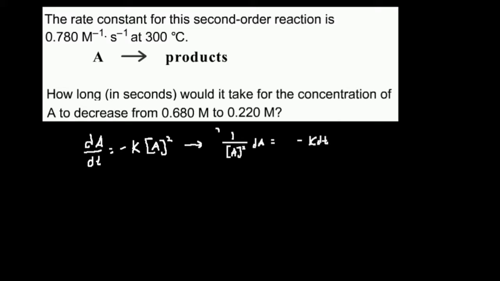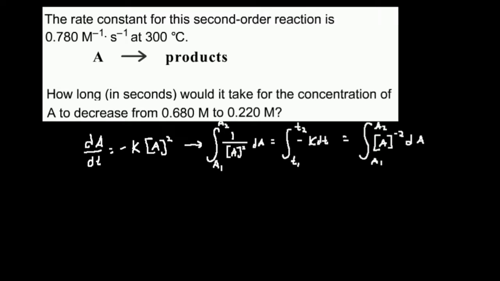This is a separable differential equation, so I'm going to integrate both sides. This is going to be from time 1 to time 2, and from A1 to A2, where A1 is the initial concentration and t1 is the initial time at which we have that concentration. I'm also going to rewrite the left side because I prefer to express these as A to the minus 2 power dA from A1 to A2. Let's go ahead and solve this.